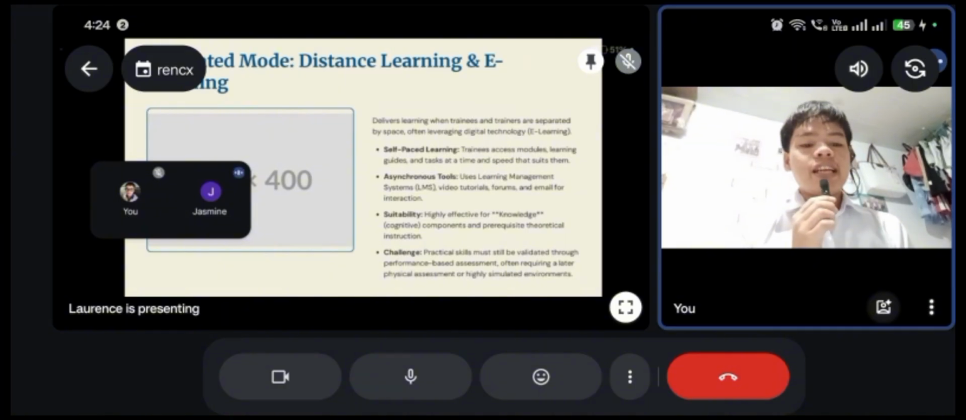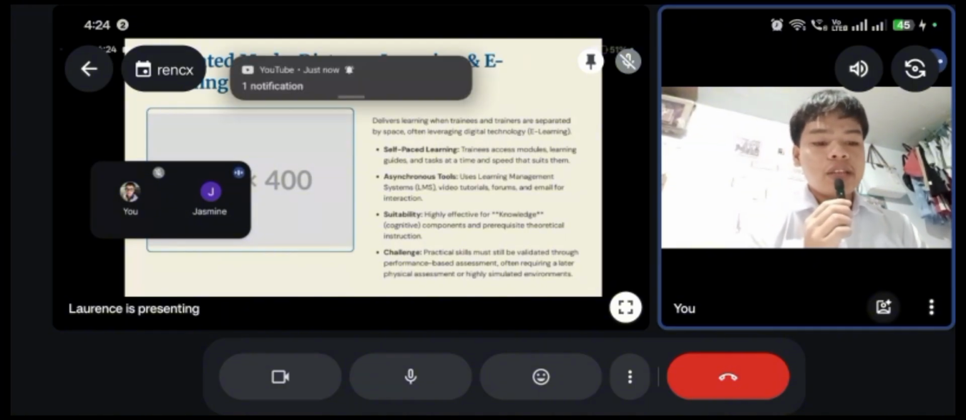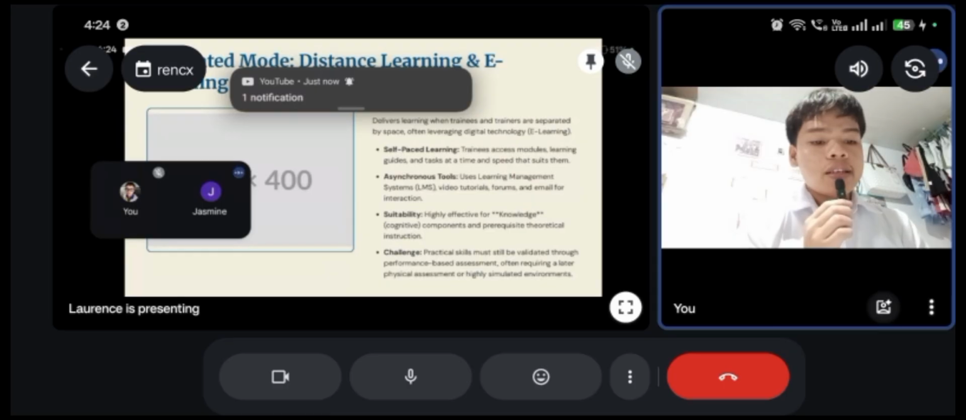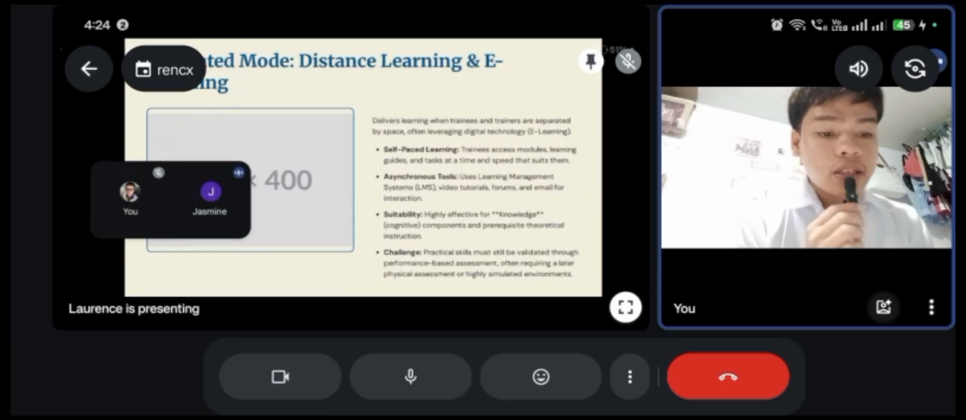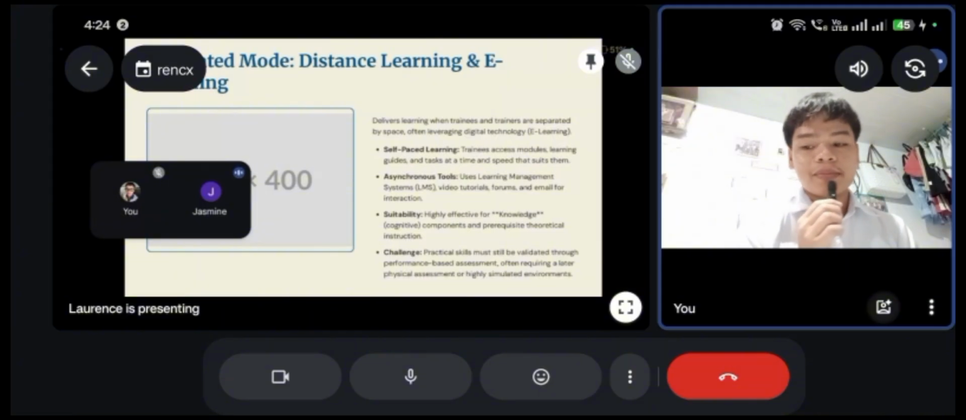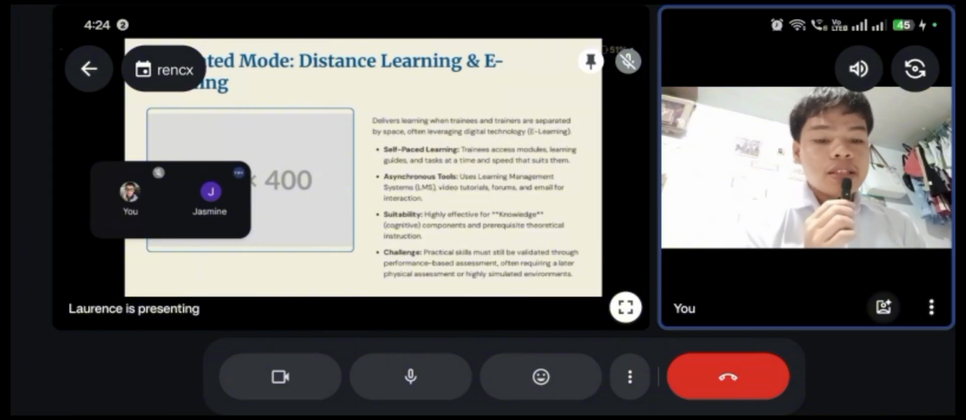Distance learning and e-learning deliver learning when trainees and trainers are separated by space, often leveraging digital technology. Distance learning and e-learning is a way of learning when the teacher and student are not in the same place. It uses computers and the internet.